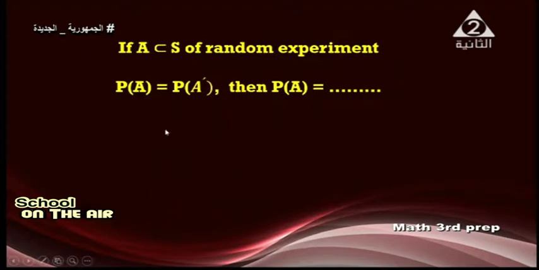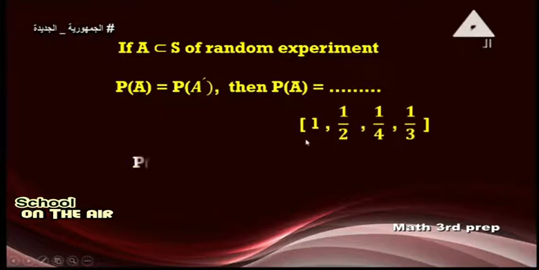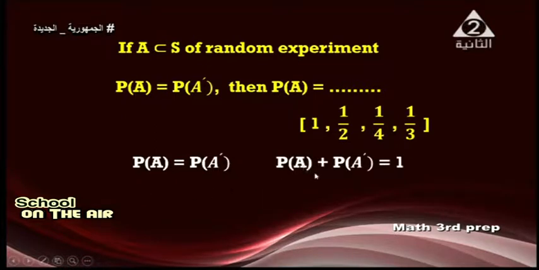If A is a subset of S of a random experiment, then P of A equals P of A complement, meaning the occurrence of A equals the occurrence of its complement. Since the two are equal, P of A plus P of A complement equals 1, both of them equal, so 2 P of A equals 1, and P of A equals half. Since A is like A complement, our random experiment's sample space S is half for A and half for A complement, meaning half for P of A and half for P of A complement.